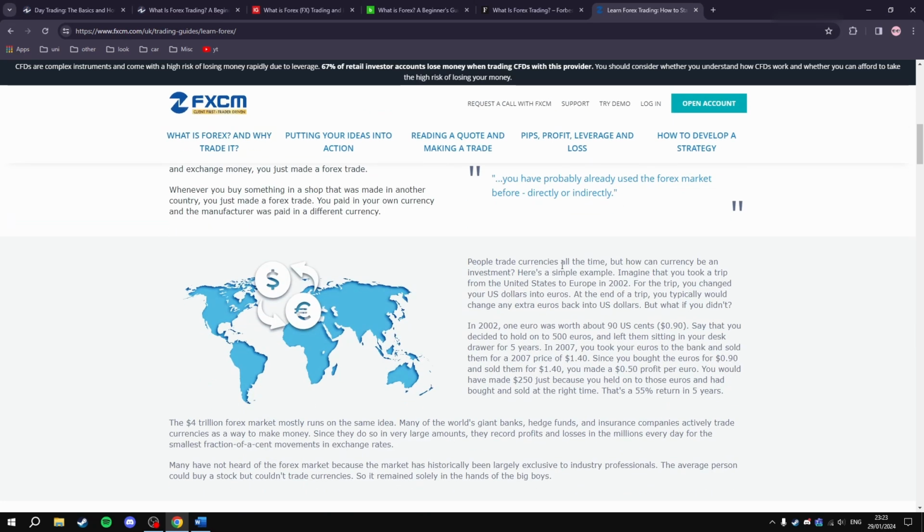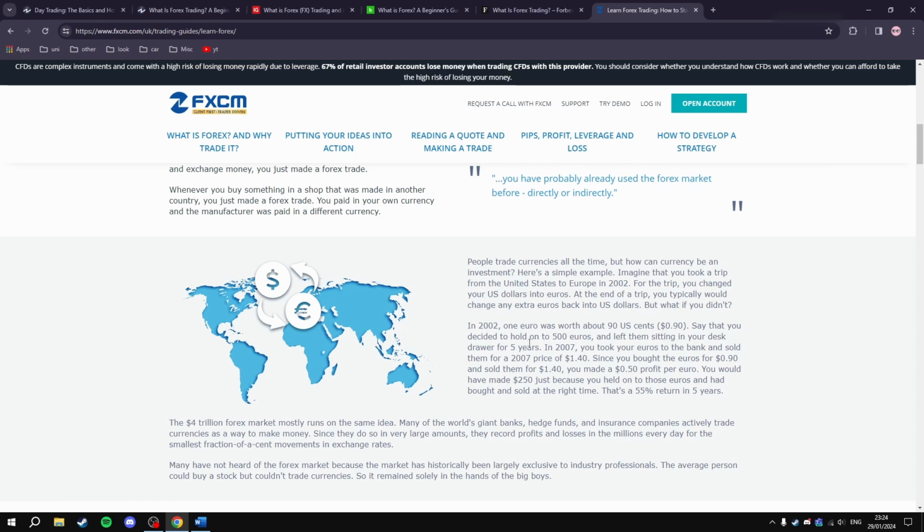People trade currencies all the time, but how can currency be an investment? Here's a simple example. Imagine you took a trip from the United States to Europe in 2002. For the trip, you changed your US dollars into euros. At the end of the trip, you typically would change any extra euros back into US dollars, but what if you didn't? In 2002, 1 euro was worth about 90 US cents.